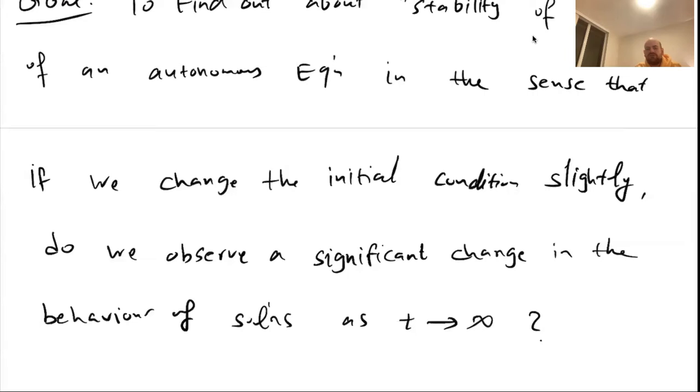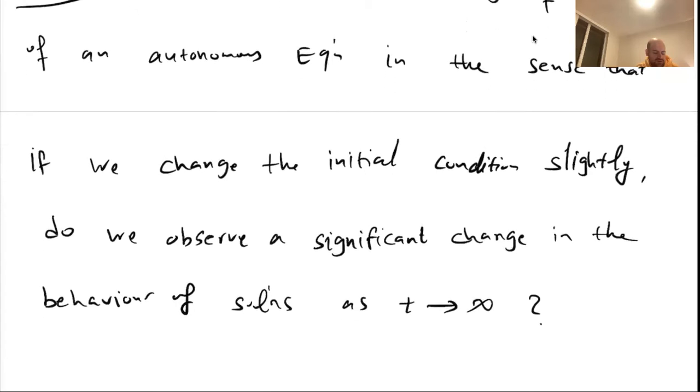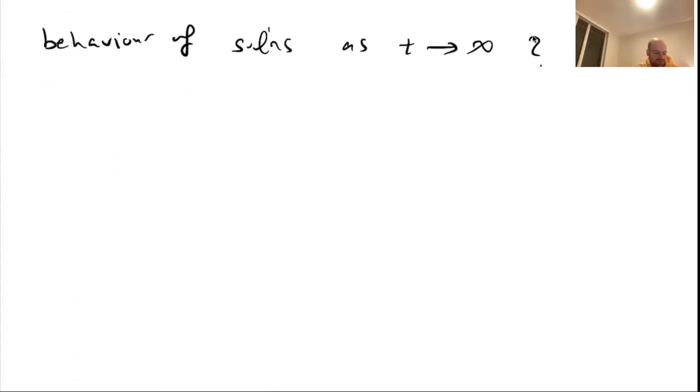Functions are also the same. Some functions, when you change the initial condition a little bit, the final behavior is still similar or changes a little bit. But for some functions, if you change the initial condition a little bit, the final behavior would change dramatically. So that's what we want to find out. We want to know about the stability of solutions of an autonomous equation.